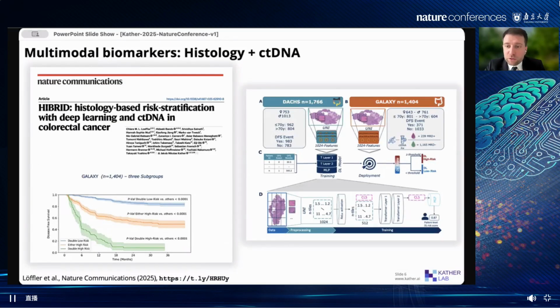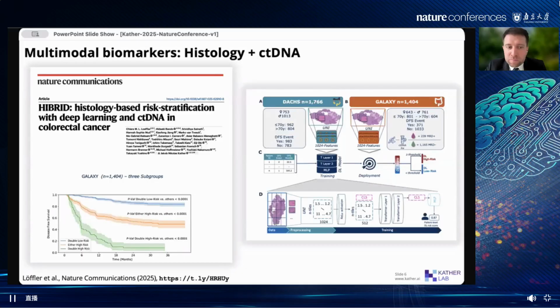On the other hand, you can use the same approach for prognostic biomarkers. You can train deep learning models on pathology slides to predict patient survival and outcomes. And we have done this in many studies, and many other studies have also done it. What is very interesting is to take these predictions and then combine them with other biomarkers. For example, with ctDNA in colorectal cancer.